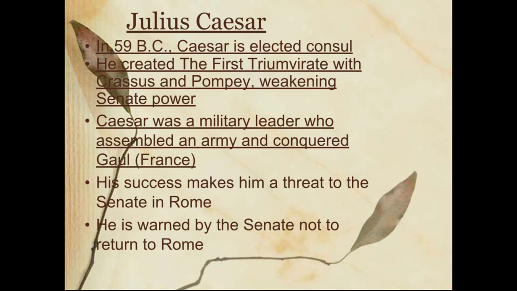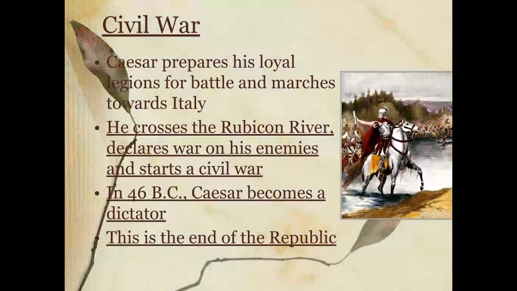Either way, somebody's going to die, right? Caesar says, you know what? I'm going to come back anyway. So he and his soldiers prepare for battle. They march towards Italy, cross the Rubicon River, and declare war on their enemies, starting another civil war.